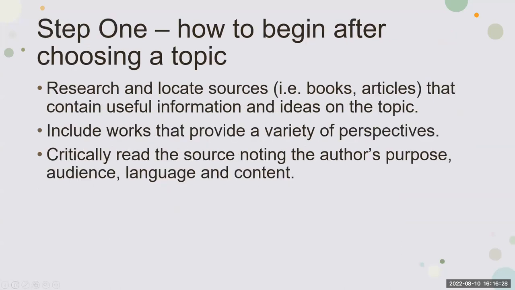So how do you write an annotated bibliography? Well, let's take this step by step. Step one, how to begin. After you've chosen a topic, you want to research and locate sources, meaning that you're looking for books and articles that contain information about the topic that you have chosen. You also want to make sure that you include information from a variety of perspectives so that you can get a full view of this particular topic.